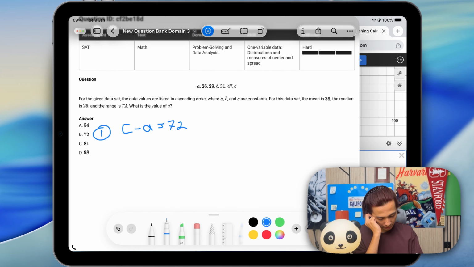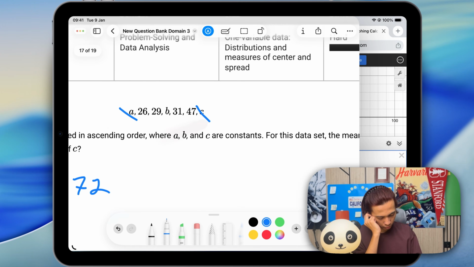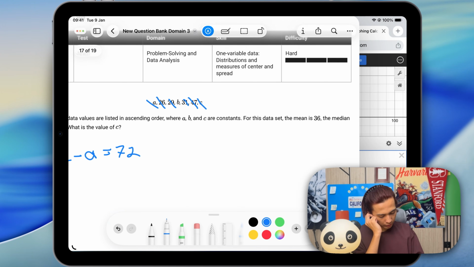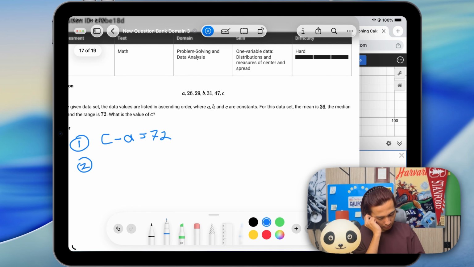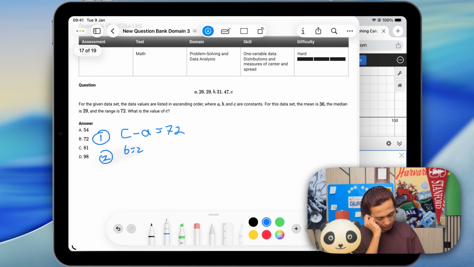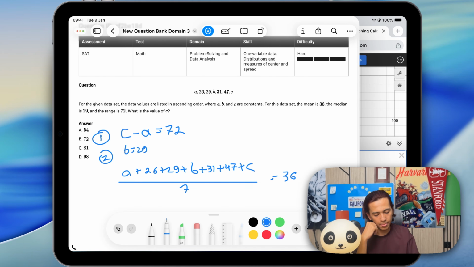The median, so I know the median. How many values do you have? We don't know. Okay, we're going to count 1, 2, 3, 4, 5, 6. I know that the value of B is going to be 29, is that right? And then the mean is 36. So A plus 26 plus 29 plus B plus 31 plus 47 plus C, all over how many values we have, 7, should be equal to 36, right?